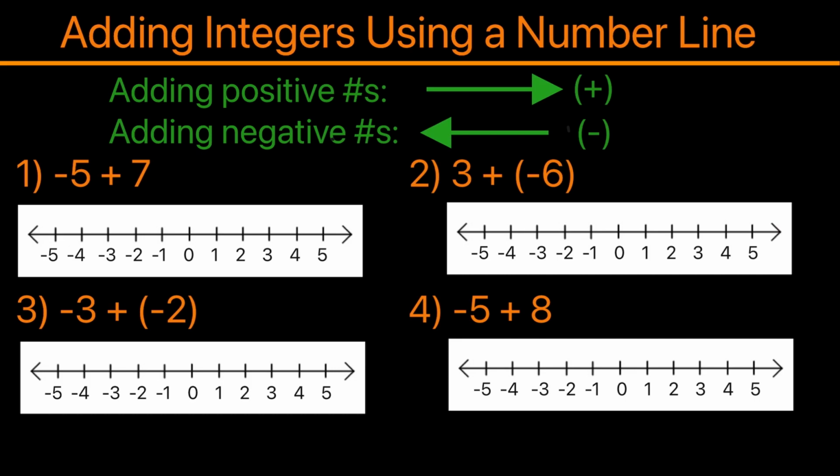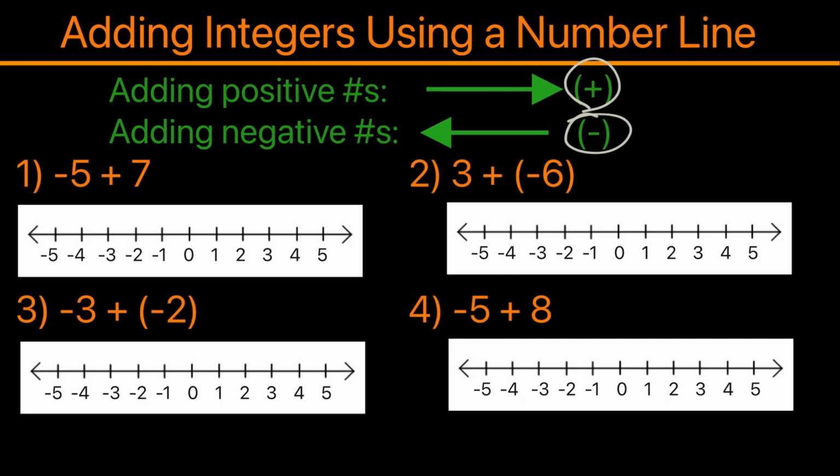Whenever we are adding integers using a number line, if they are positive numbers, we'll be moving toward the right direction, as that means that we are actually increasing the value. And when we are adding negative numbers, that means we are subtracting a number, which is decreasing, so the direction will be going toward the left. Below are 4 examples, we'll be going over each one.